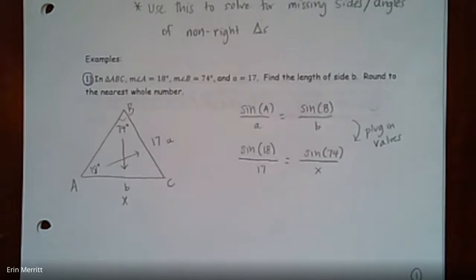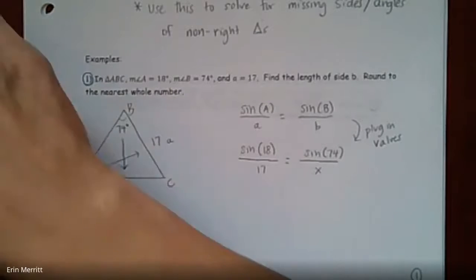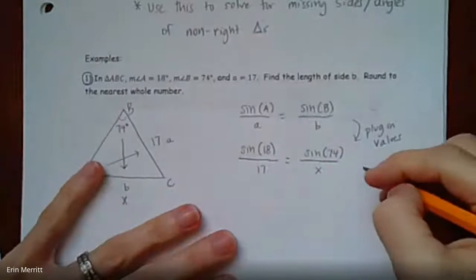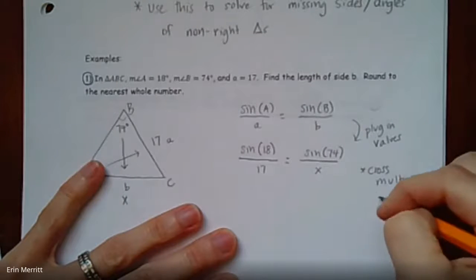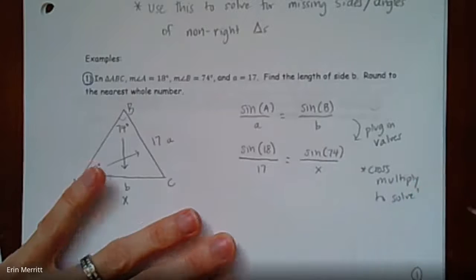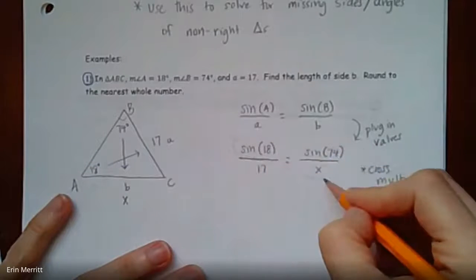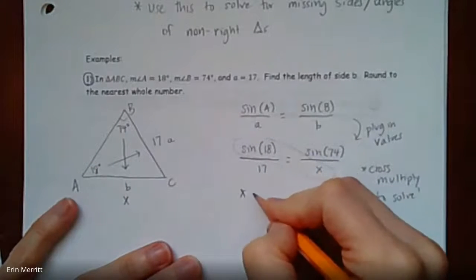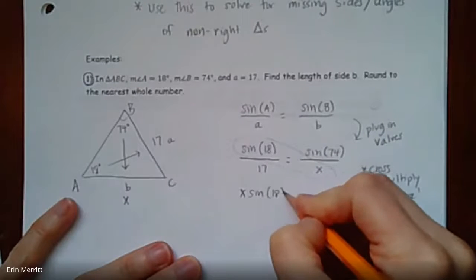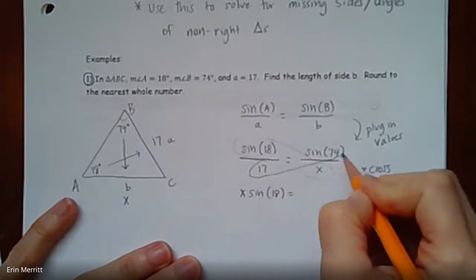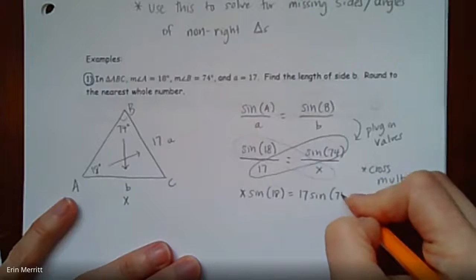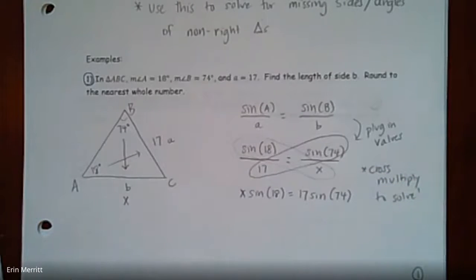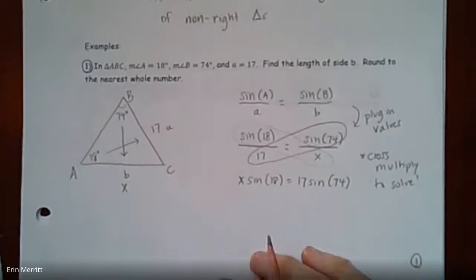And then from here, easiest thing to me when I'm seeing a proportion, cross multiply. So when we do that, this is going to give me x times the sine of 18 degrees. And then here, I'm going to keep this exact for right now: 17 times sine of 74 degrees. I really don't want to have some crazy decimal that I have to write down, so I'm just going to leave it exact until I get x all by itself.